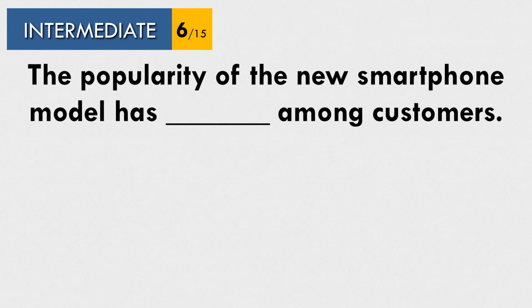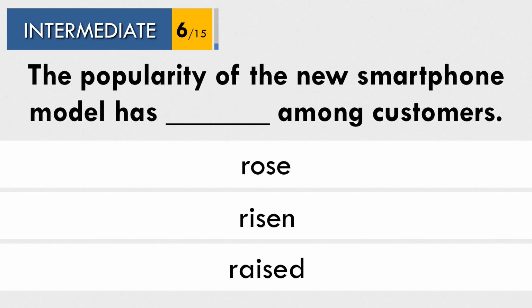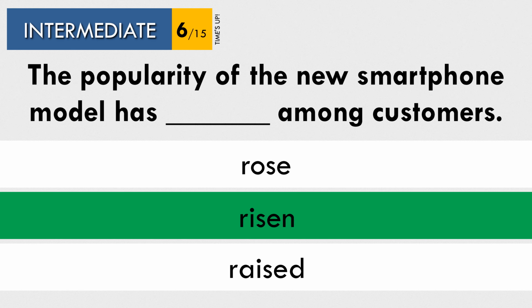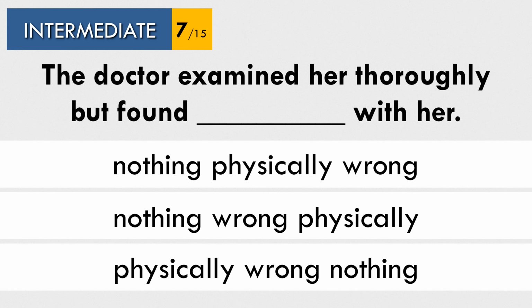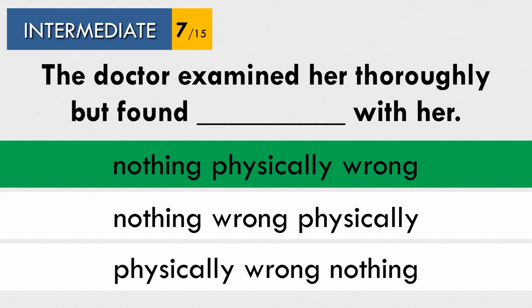Question 6. Complete the sentence. The correct answer: risen. The popularity of the new smartphone model has risen among customers. Question 7. The correct answer: nothing physically wrong. The doctor examined her thoroughly but found nothing physically wrong with her.